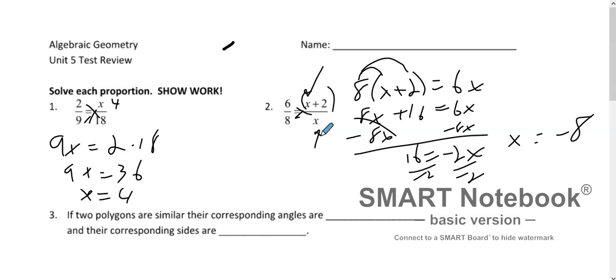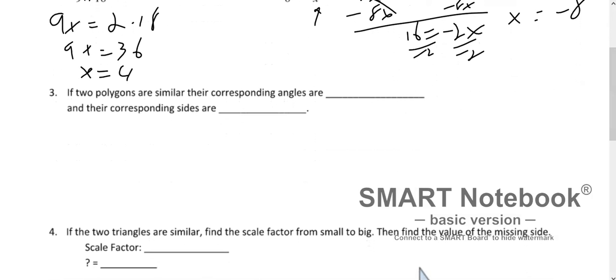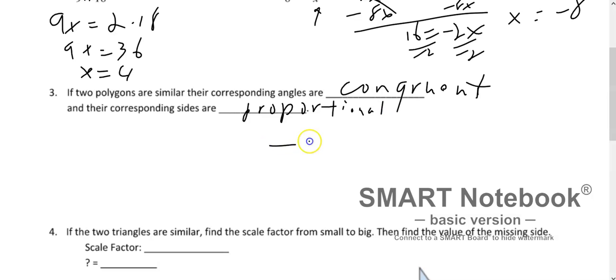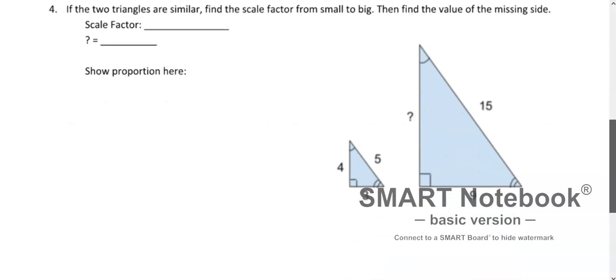All right, a little vocabulary here. Very important, the key to this whole unit. If 2 polygons are similar, the angles are congruent. They're the same. But the sides are proportional. This is different than when we did congruent shapes. There, the angles and sides had to be the same. But here, the angles are the same and the sides are proportional. Most important part of this chapter, honestly. You got to get that concept down.